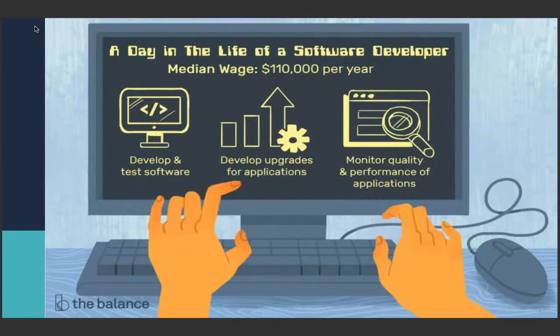Now, as I spoke about software developer, of course, I've spoken a lot about it. Please refer to the coding, the first session webinar. It's there on YouTube as well. You can learn more about the languages and the software development platforms. So what does a software developer do? Very simply, develops and tests software with varied platforms and varied languages. It tries to solve the problem of the client. So it develops upgrades for applications and monitors quality and performance of applications. This is what a software engineer or a software developer does.